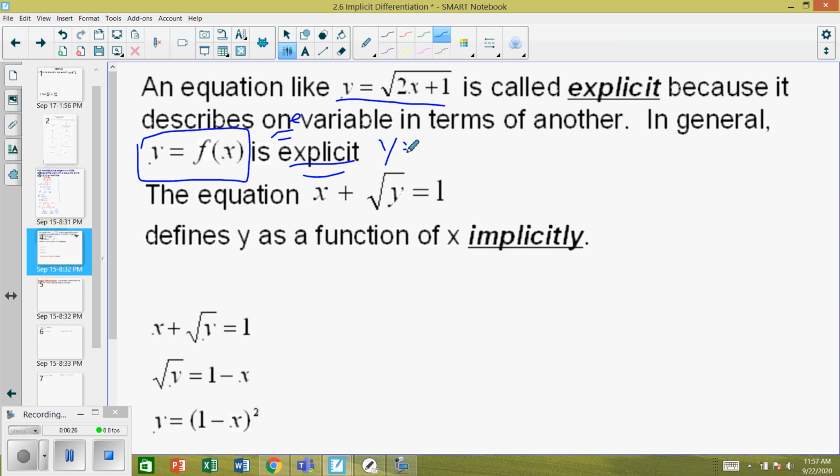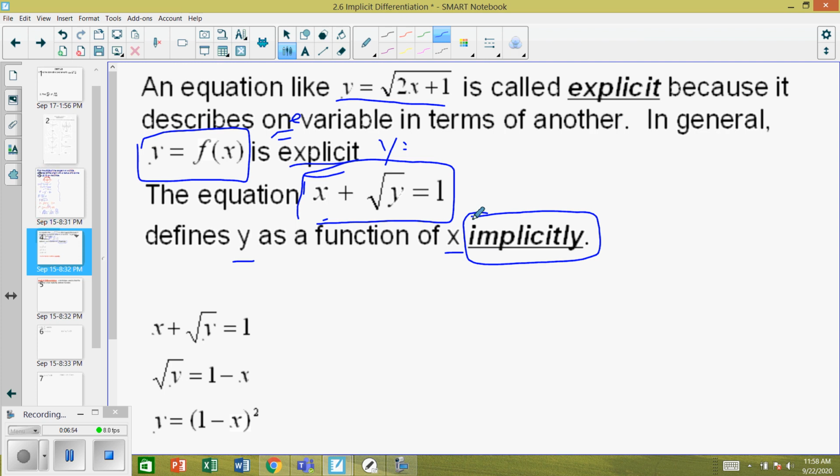Now, for instance, the equation x plus the square root of y equals 1, that equation is not explicit. It is not one variable on one side equals another. This defines y as a function of x implicitly. Okay? Whenever both variables are intertwined in the equation where it's not explicitly y equals, we call that an implicit equation.